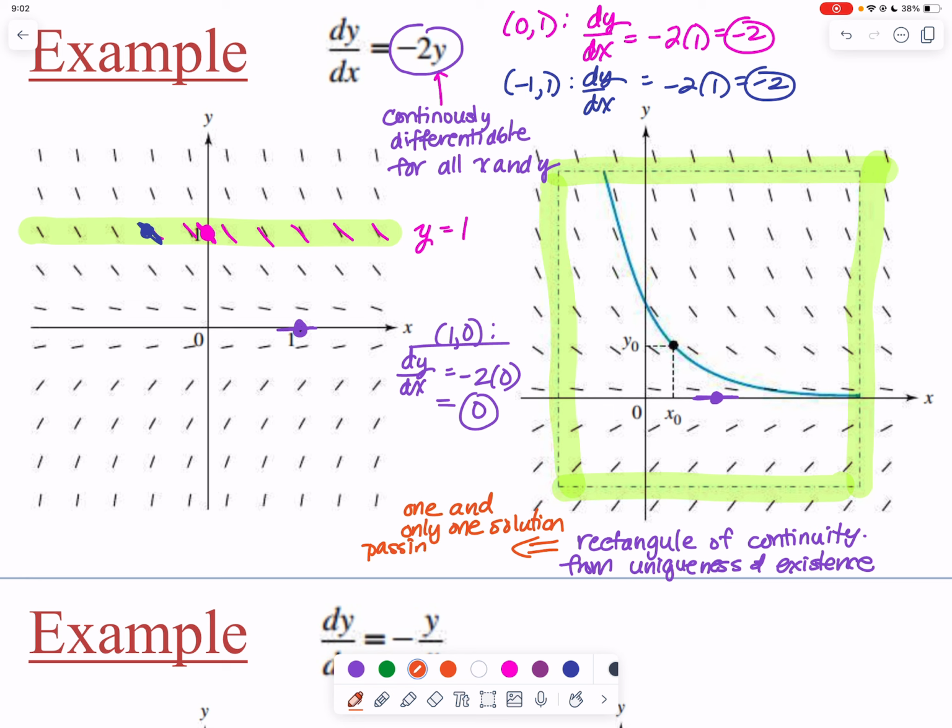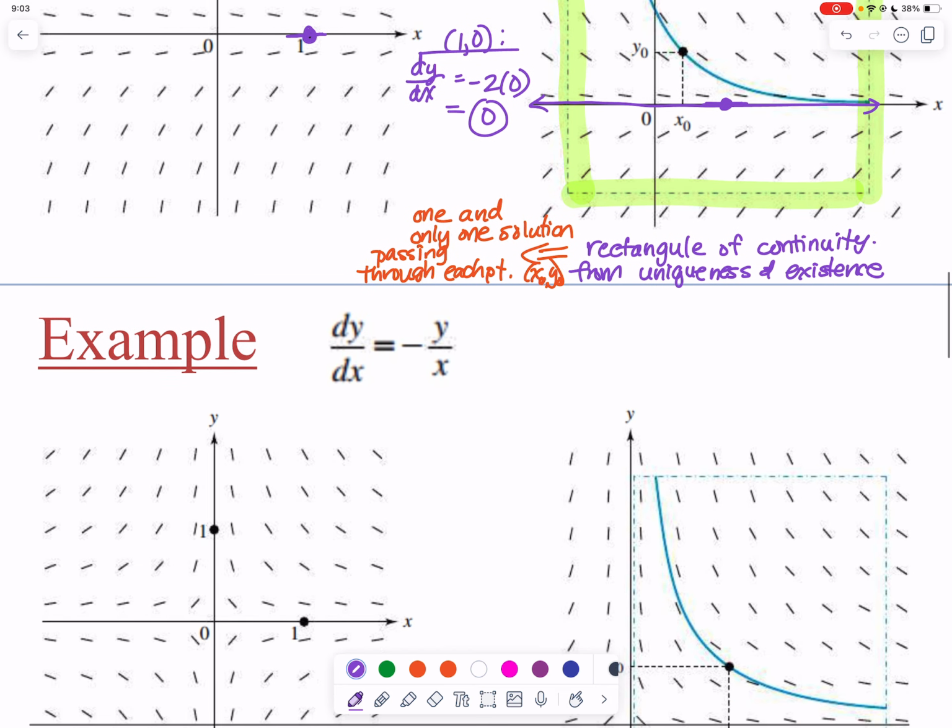passing through each point x sub 0, y sub 0. So we will have a unique solution. So we actually have a solution here passing through that point, and that of course is y equal to 0.